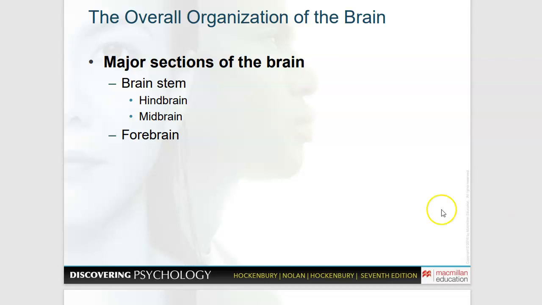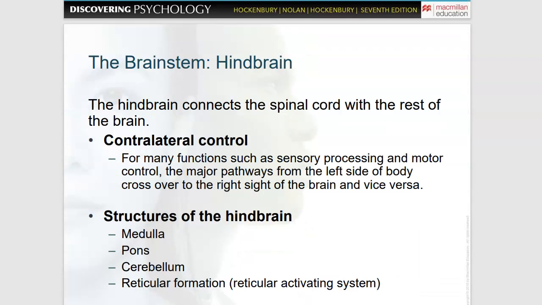All right, so I want you to be familiar with the major sections of the brain. First up, the brainstem, which consists of the hindbrain and midbrain, and then the forebrain. And then let's break down the hindbrain. The hindbrain connects the spinal cord to the rest of the brain. So hind, in the back, okay, if that helps you understand its location. The hindbrain consists of the medulla and cerebellum. Those are the areas that I want you all to focus on.